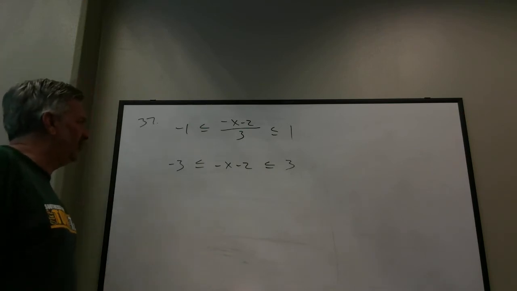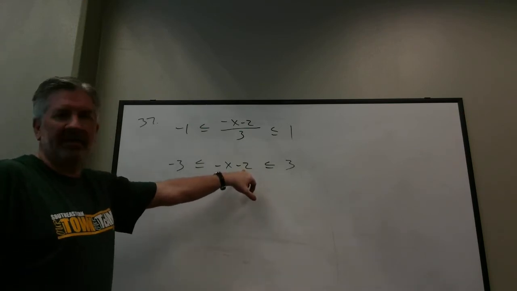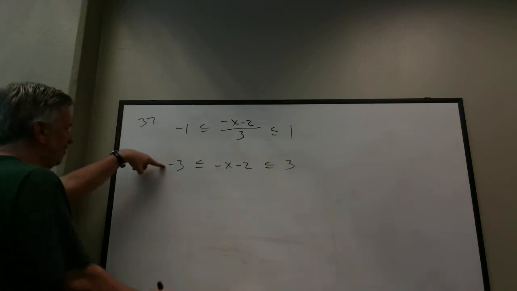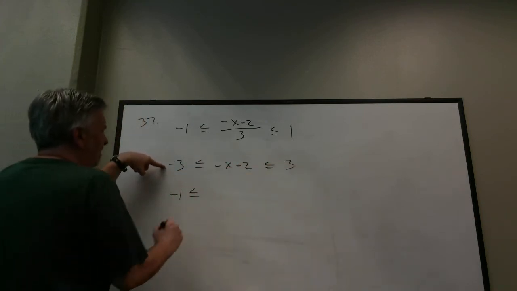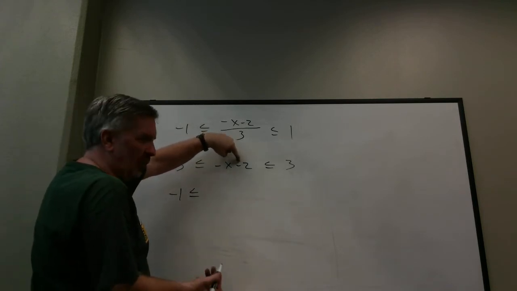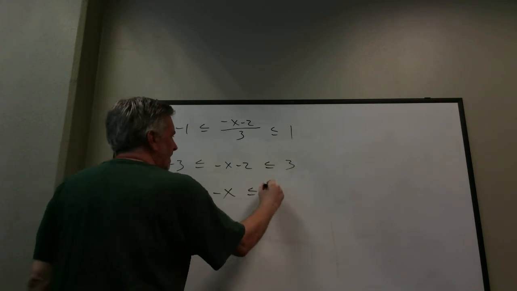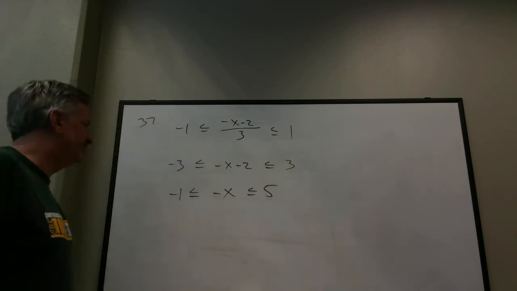Okay, next what would you do? Well, I'd probably just get rid of the negative 2. Let me add 2 all the way across. So if I add 2 to negative 3, I get negative 1. Add 2 here, the whole point was to get rid of the negative 2, you get negative x. And add 2 here, I get 5.